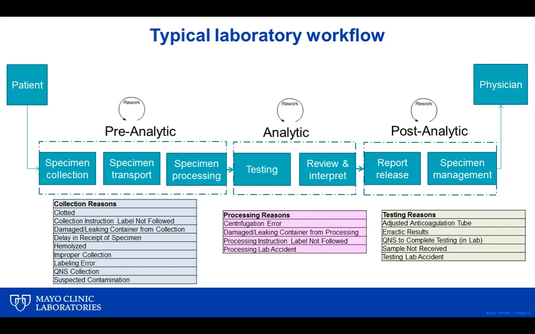On the processing side, you can have errors, like I said, with centrifugation. You can have lab accidents within the lab. And on the testing side, you can have issues with erratic results, lab accidents, and sometimes the lab doesn't even receive the specimen at all. So in this case, you have to have a rework in the process. What you can also see here is the sooner you can catch the problem, in the pre-analytic phase, then you don't have to spend a lot of money.